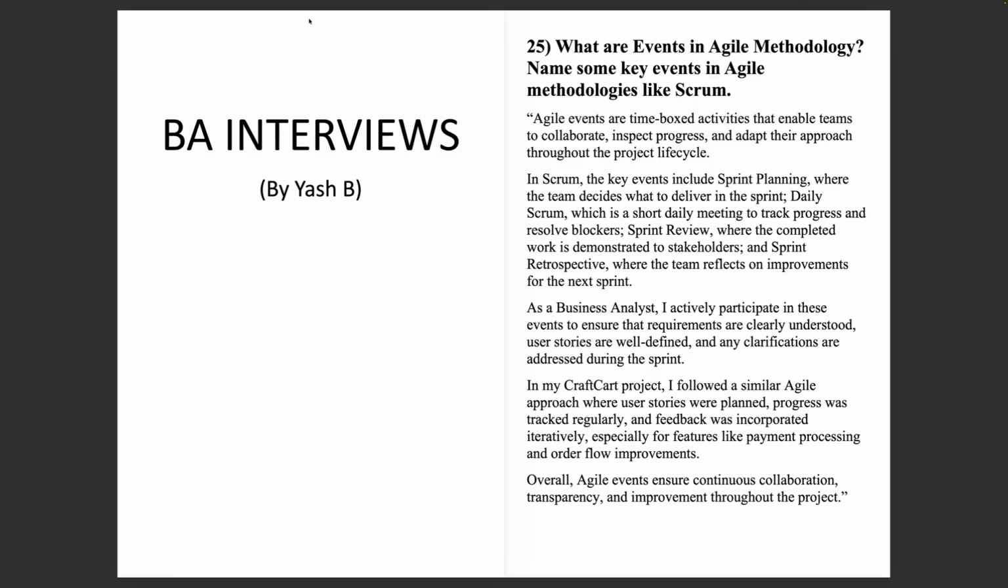So I'll answer. Agile events are time box activities that enable teams to collaborate, inspect progress, and adapt their approach throughout the project lifecycle. In Scrum, the key events include sprint planning, where the team decides what to deliver in the sprint, daily Scrum, which is a short daily meeting to track progress and resolve blockers, sprint review, where the completed work is demonstrated to stakeholders, and sprint retrospective, where the team reflects on improvements for the next sprint.